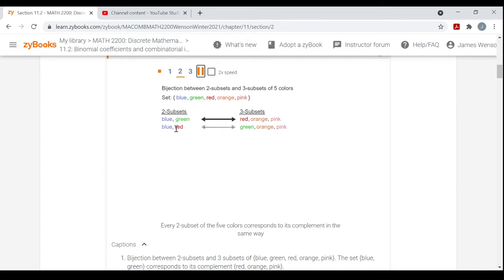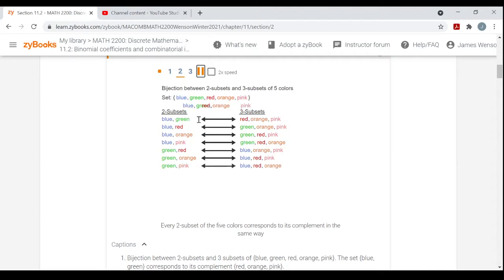Blue and red would then correspond to green, orange, pink, blue and orange to green, red, pink, and so on. And they do this for all 10 2 subsets. And if you do this, you'll see there's a bijection, a 1-to-1 correspondence between 2 subsets and 3 subsets. Therefore, the number of 2 subsets must be the same as the number of 3 subsets, when you have a set of 5 distinct objects. Therefore, 5 choose 2 must be equal to 5 choose 3.